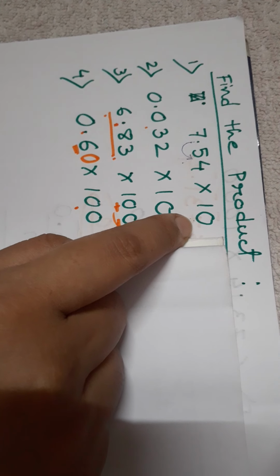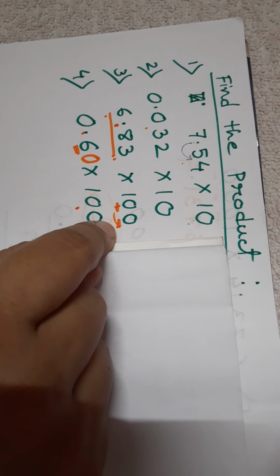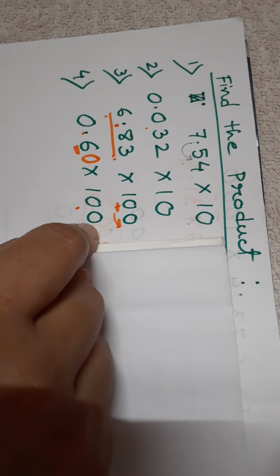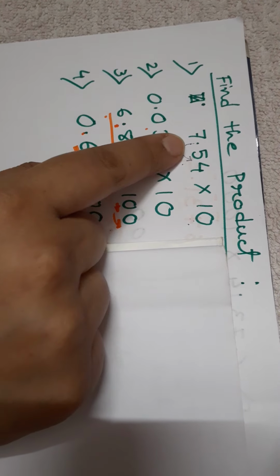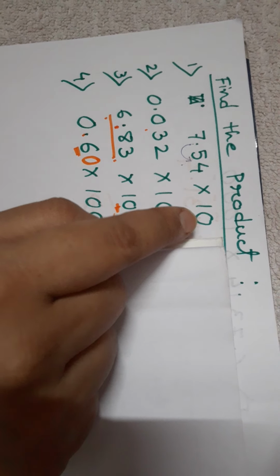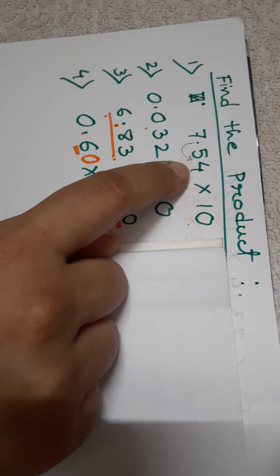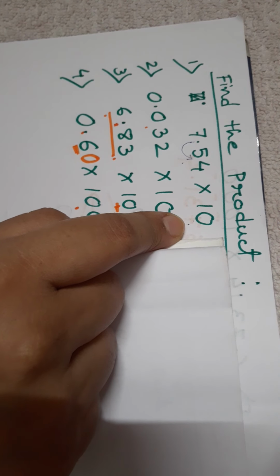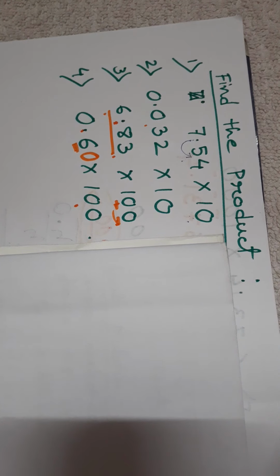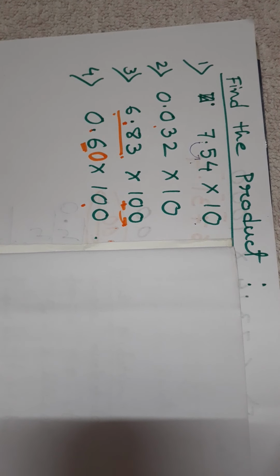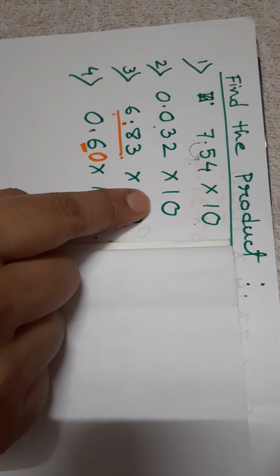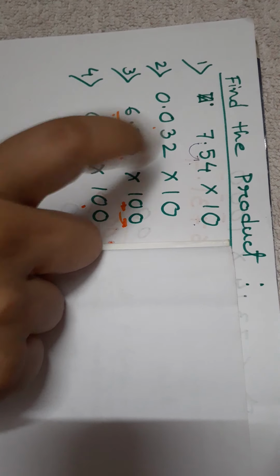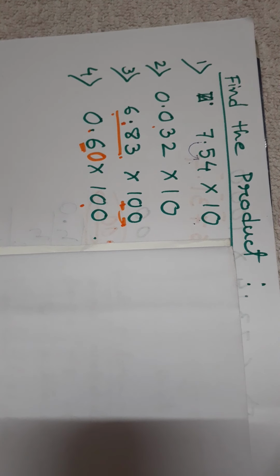Like in 10, the number of 0 is 1. In 100, the number of 0 is 2. That means according to the number of zeros present, we have to shift this decimal point. Now students, here we are multiplying 7.54 by 10. That's why we will shift this decimal point only one place to the right side. And here also we are multiplying this decimal number by 10, so again we will shift this decimal point only by one place to the right side.